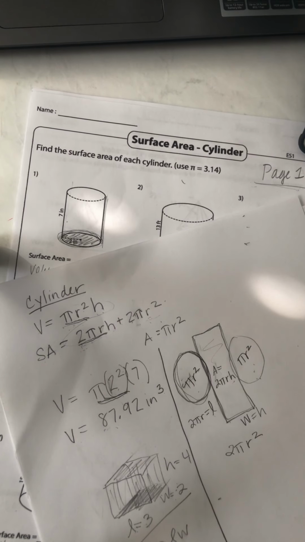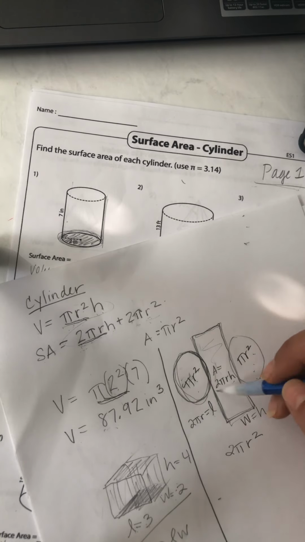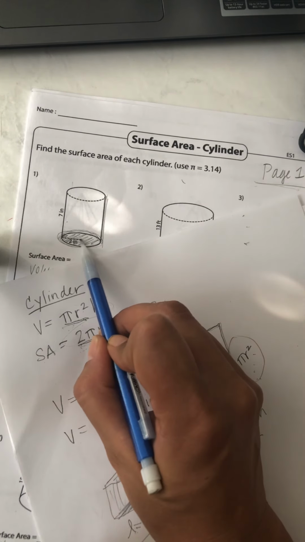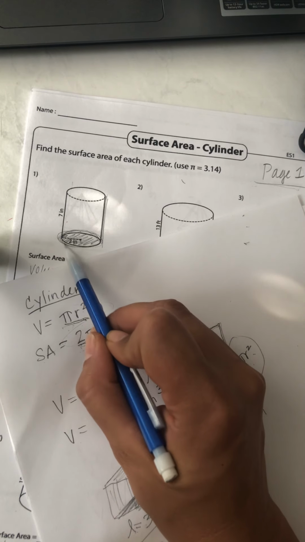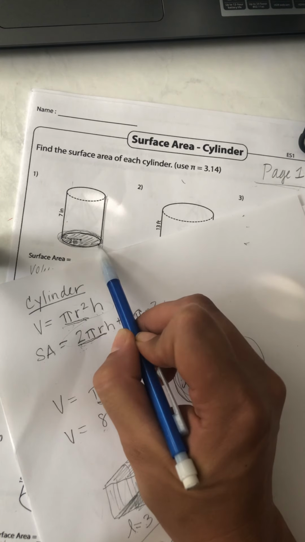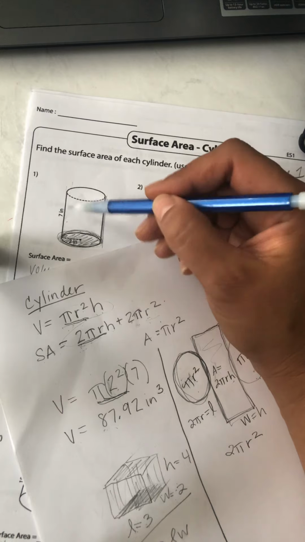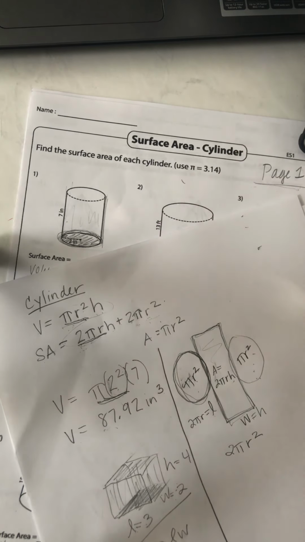So you can remember, well, I need to find the area of the rectangle and the area of the 2 circles and add them together. And if you have the radius, you can find the circumference, and then if you have the height, you can find the area of this rectangle.